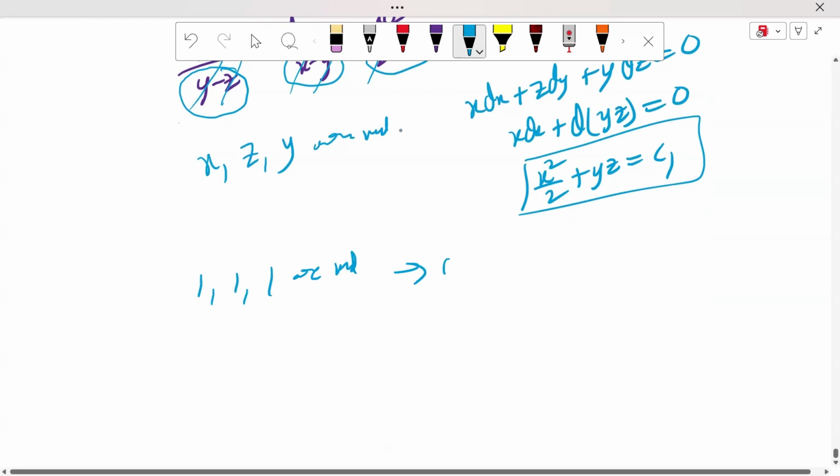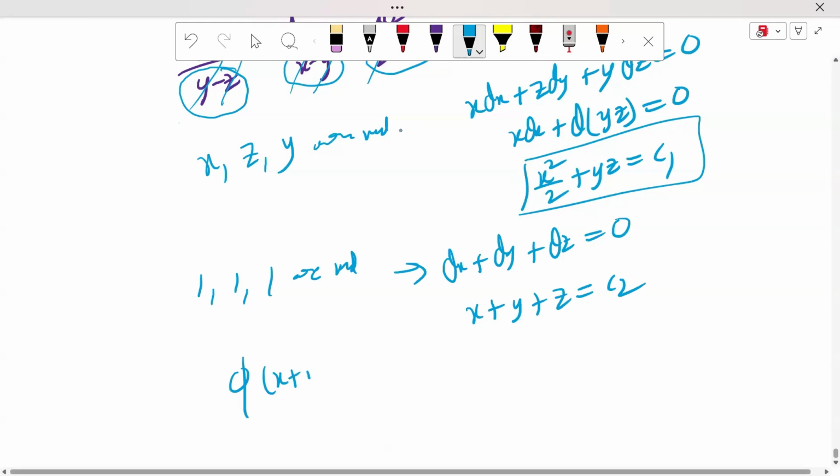It is nothing but dx plus dy plus dz is equal to 0. So the final integration is x plus y plus z is equal to c2. The final solution is phi of x plus y plus z comma x square by 2 plus yz is equal to 0, which is the required solution.